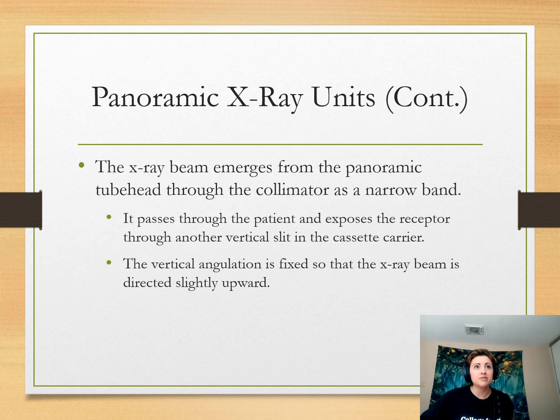The panoramic X-ray units. Okay, so the X-ray beam emerges from the panoramic tube head through the collimator as a narrow band, right? Narrow vertical slit. We just talked about that. It passes through the patient and exposes the receptor through another vertical slit in the cassette carrier. Not all cassettes are made the same. Not all of them only expose just a tiny little bit of the cassette as it goes around. But usually the cassette sits in a portion of the machine, the receptor holder, right?